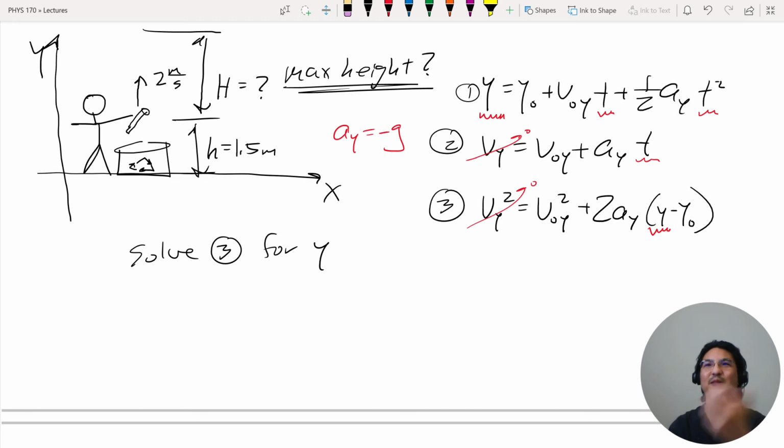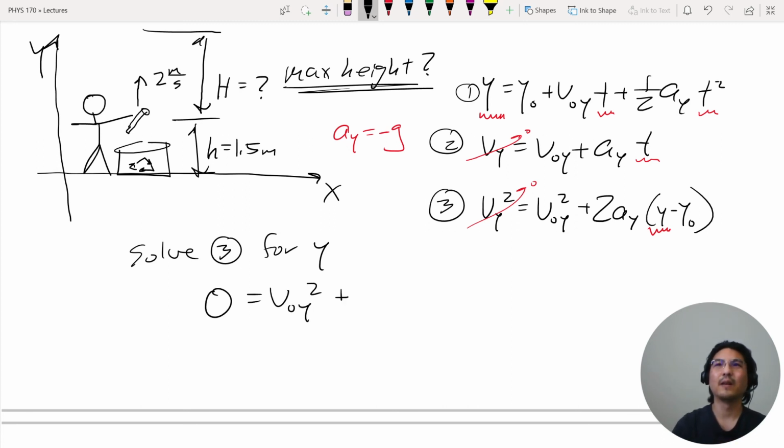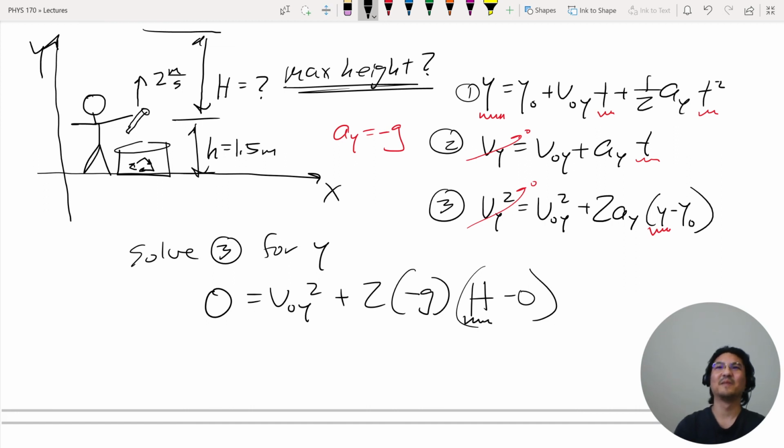Right, just like shuffle things over to the other side. So 0, and then AY is negative g, right? Not always, just for this choice of coordinates. And then that y I'll just call h, right? So then just solve for this. Oh, let me just finish it right here like this. And then just move 2g over here. And there you go.